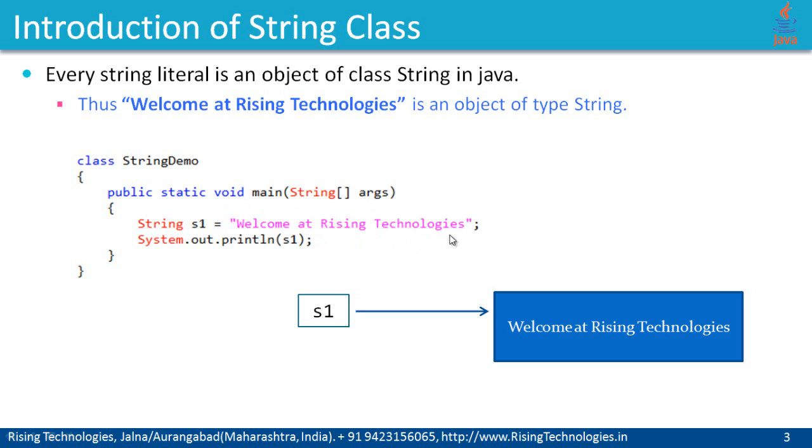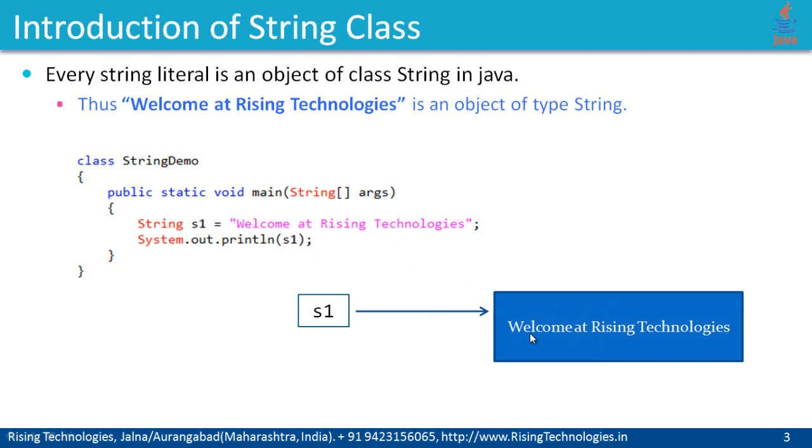Because whenever you specify a string literal, Java creates an object of class string for this literal. So when this statement executes behind the scene, Java creates this s1 reference variable and object of class string, and this object contains this particular data, and this s1 reference variable is going to refer to the same object. Now if I print this s1, it will print this data.